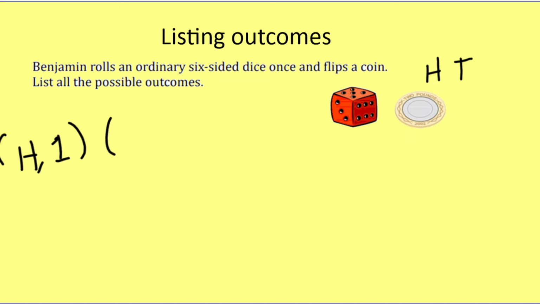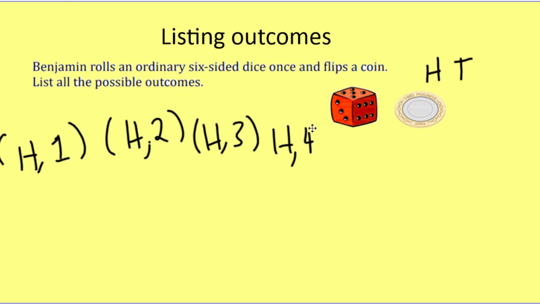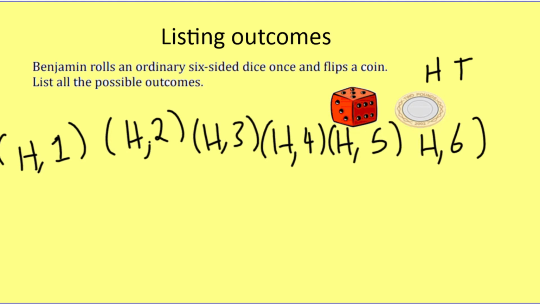You can get heads and a 2. You can get heads and 3. You can get heads and 4. You can get heads and 5. And you can get heads and 6.